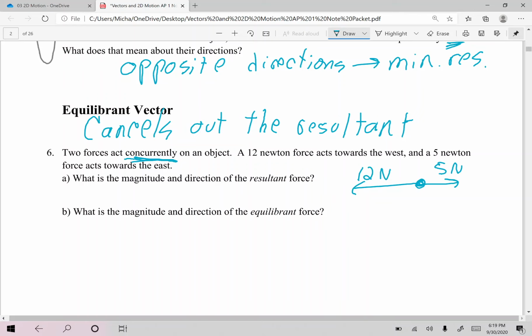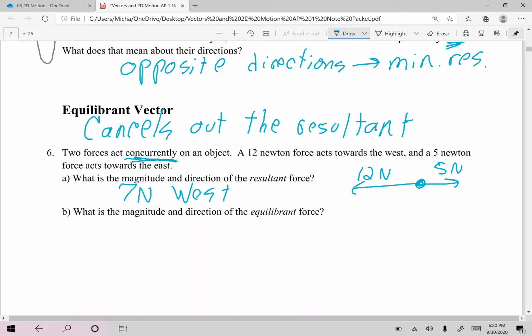Sorry, guys, I don't have a video editor, so all my mistakes are just going to be in here. 12 west, 5 east. Those are opposite directions, right? 180 degrees. So to find the resultant, we'll subtract them. They're going to take away from one another. 12 minus 5 is 7 newtons, and at 7 newtons west, right? Because the west was the dominant force there.